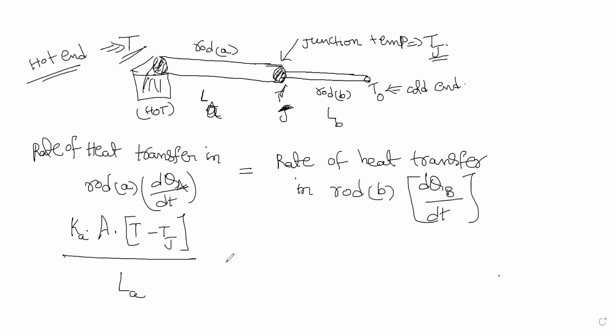This is for rod A. Now for rod B, it is KB, the thermal conductivity of rod B, into the area of cross section of B. With respect to rod B, the junction itself is the hot end. So it is Tj minus T naught, where T naught is the colder end for rod B, whole divided by LB.